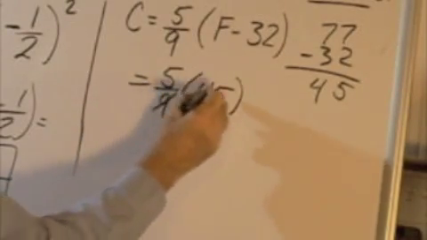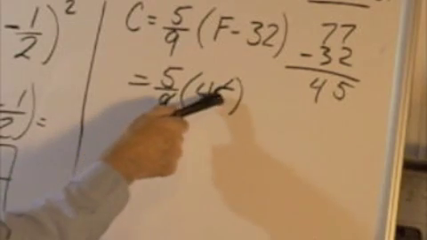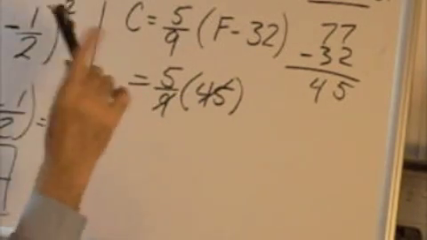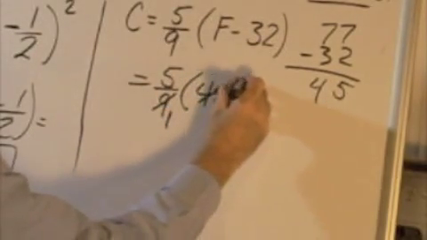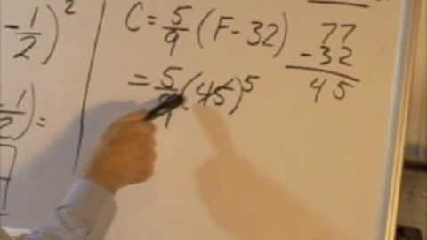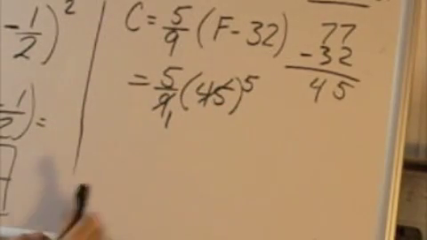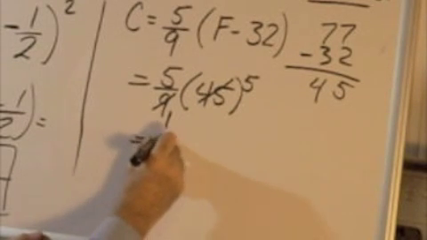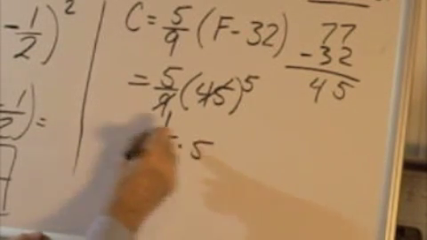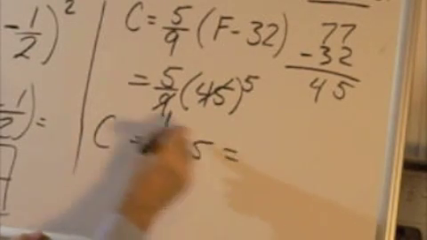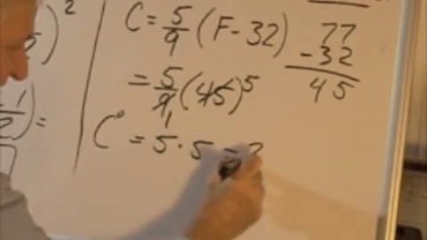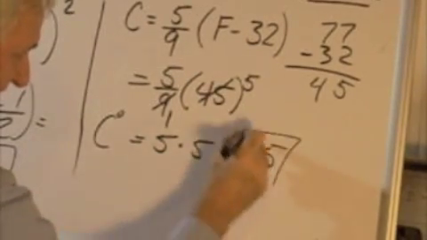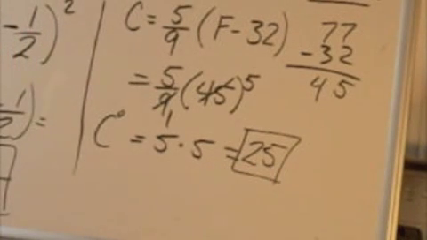Do you know what 9 is divided into 45? 9 into 9 is 1. 9 into 45 is, that's right, 5 times 9 is 45. So the net result is you have 5 times 5 is your degrees Celsius. 5 times 5 we know is 25. That is your answer. Still breathing? I hope so.